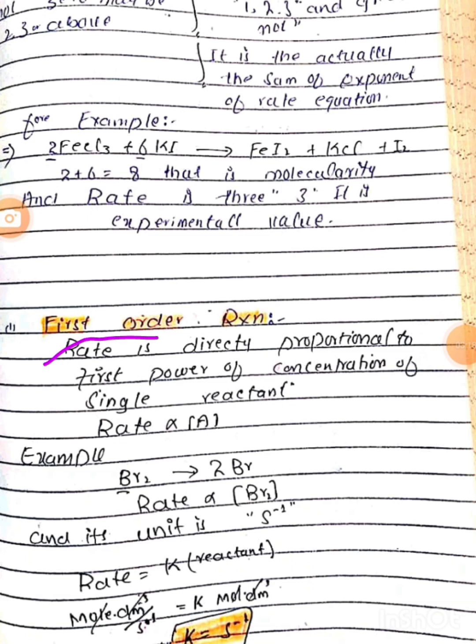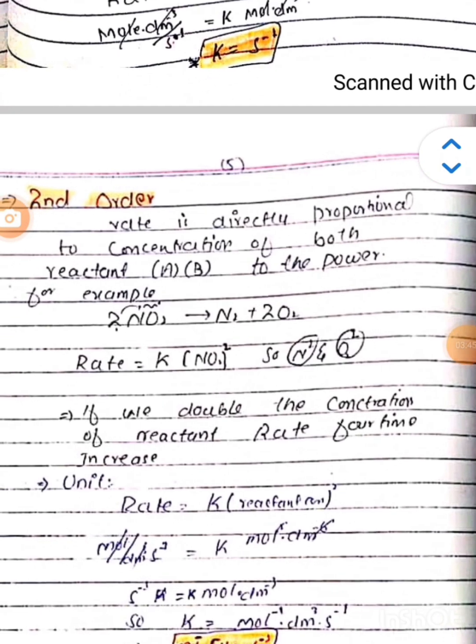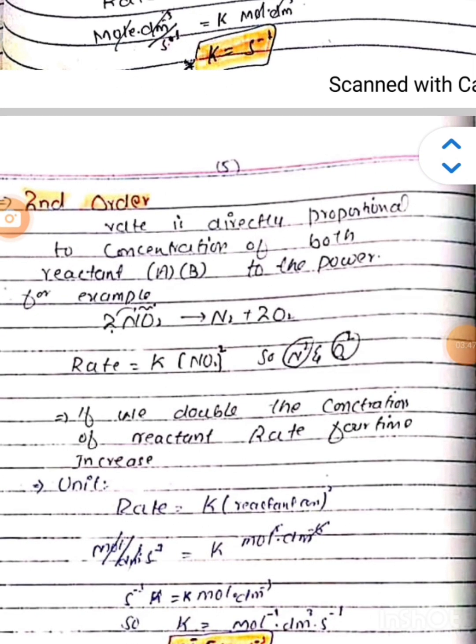Now I will discuss the first order reaction. Rate is directly proportional to the first power of the concentration of a single reactant. As we can see, rate is proportional to the first power of the concentration of a single reactant: rate is proportional to A, and here we can see this. Now here we can see the second order reaction, where rate is directly proportional to the concentration of both the reactants A and B, like this.